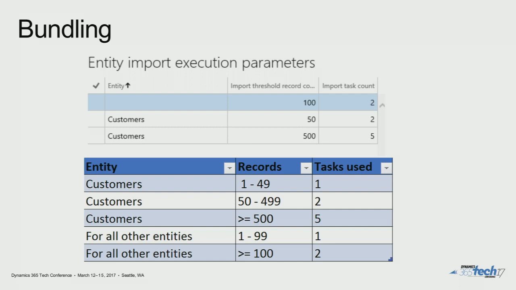So you have a setting there: for anything above 500, I want 5. For all the other entities, if you have records between 1 and 99, it will use 1 task, which is the default. And if you have anything greater than 100, it will use the 2 batch tasks that are mentioned.